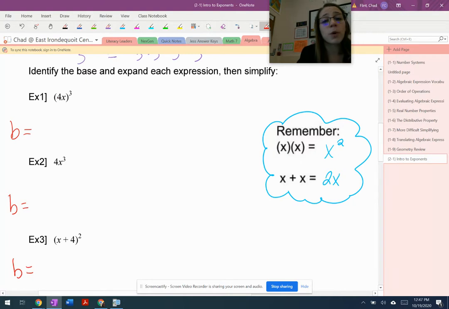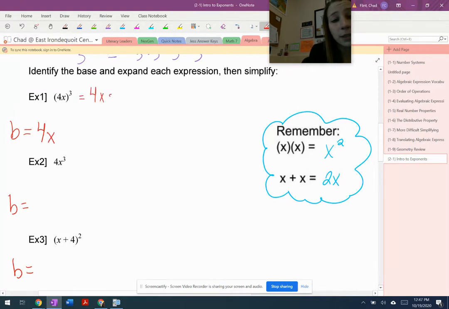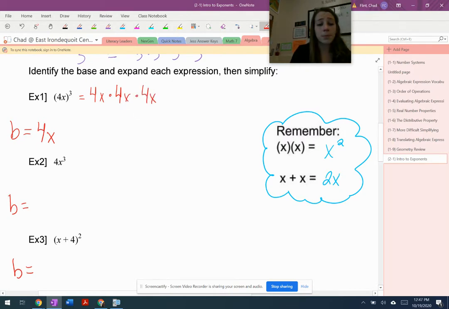Now, the base is what the exponent is being applied to. So in this example 1, that exponent of 3 is being applied to both the 4 and the x. And the reason I know that is because of those parentheses there. So my base is the entire 4x. The fact that it's being raised to the third power means I'm going to have 4x times 4x times 4x.